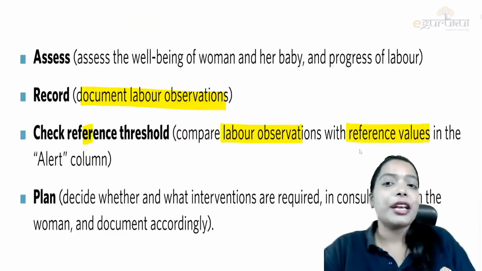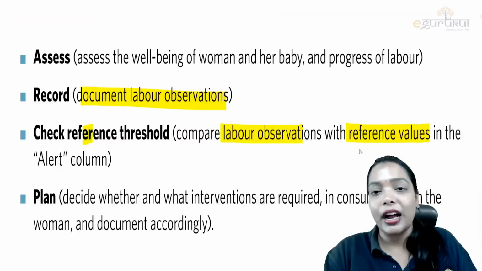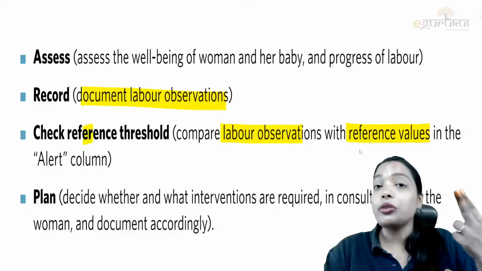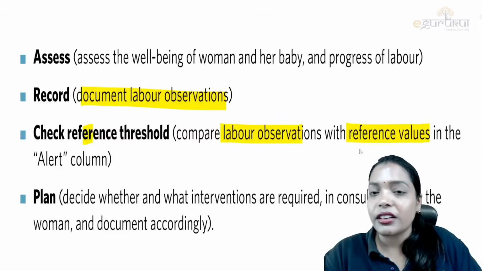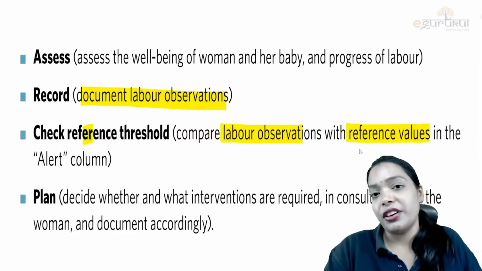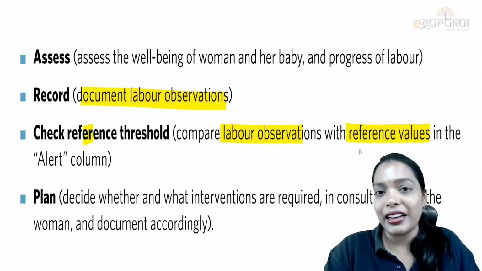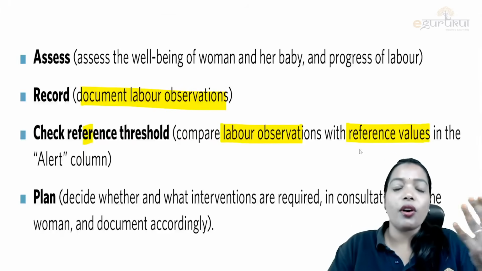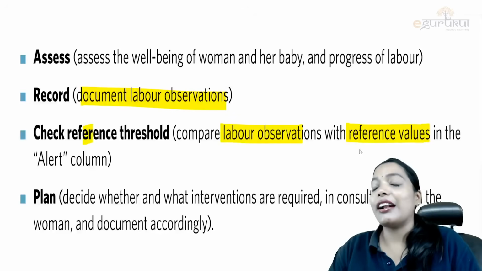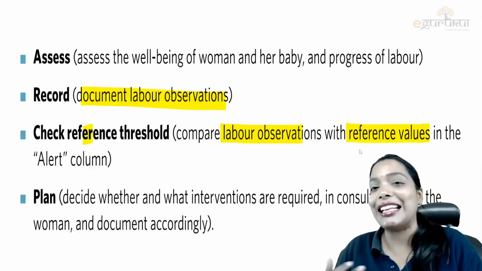So these are the four steps which we are doing in the WHO Labor Care Guide, right? So first you assess, then you record it, then you check the reference thresholds which are given in the alert column, and then you plan and you make a shared decision here. Wonderful, right? I really like the order and how organized it is. Right, now let us see each section and how do we write or interpret in each section.